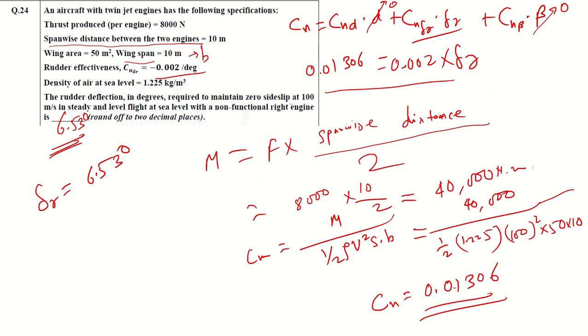Obviously you can see Cn delta R is given in degree, that's why finally we directly got degree. If it had been given in radians, we would have to change radian to degree and then give the final value in degree, because the question is asking in degree. So be sure to take care about the units. If you make a mistake in units, you will get the wrong answer.